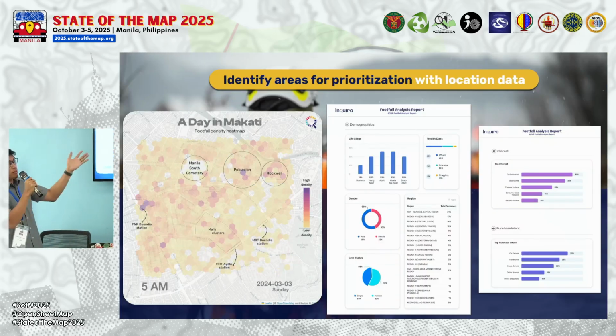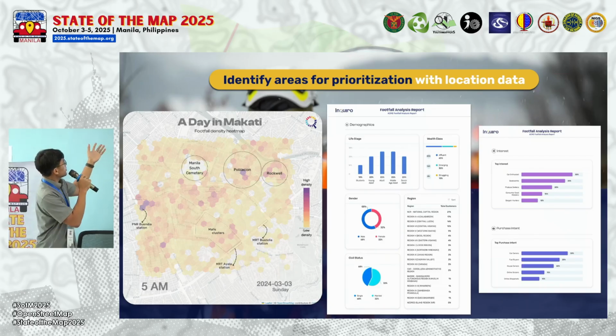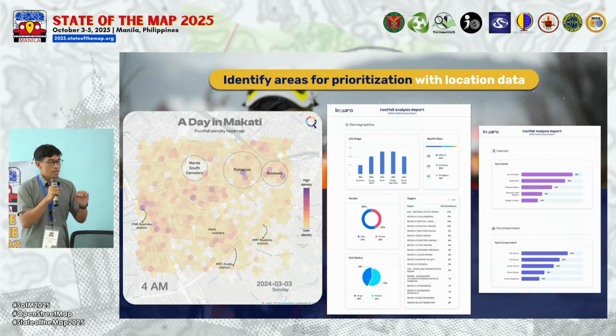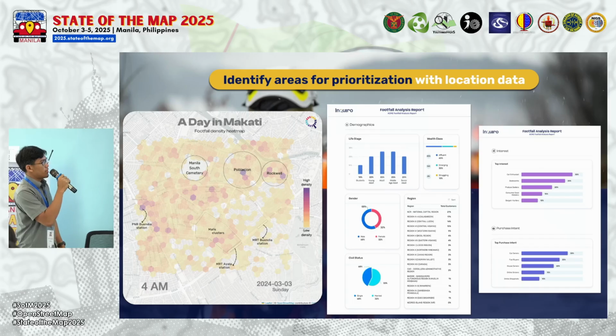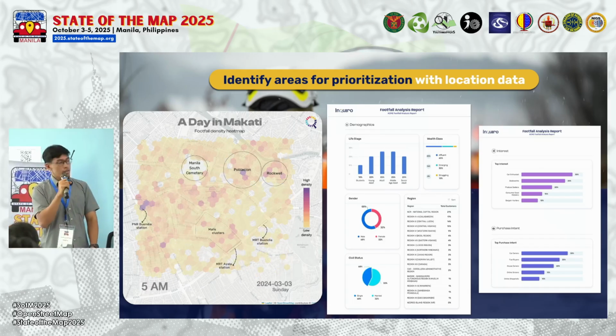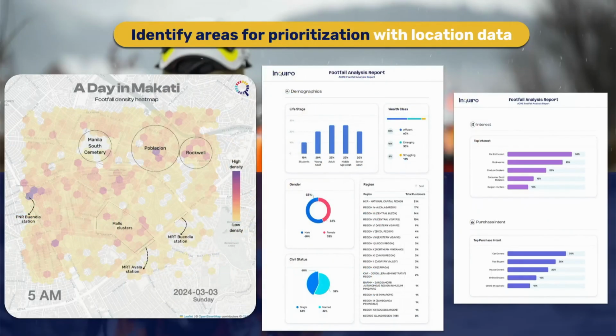This is an example of what we can do. This is in Makati, I'm not sure if everyone's familiar, where businesses are in the Philippines. This is the GPS data, so we can track hour per hour where people are. For example, here are the mall clusters, like Greenbelt and One Ayala. You can see people. When it's more purple, that means more people are there at those times, like 4 a.m., 5 a.m.